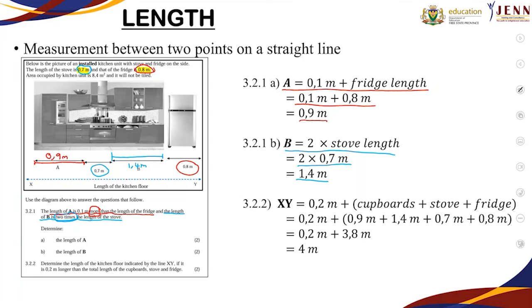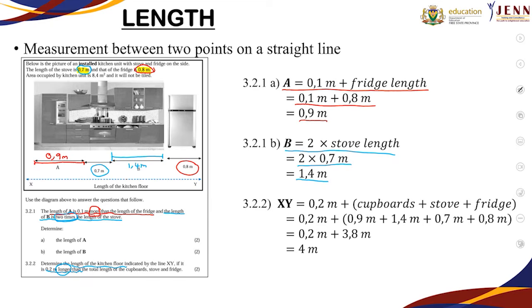Now let's have a look at 3.2.2. It says now, determine the length of the kitchen floor indicated by the line XY, if it is 0.2 meter longer than the total length of the cupboards, stove, and fridge. So which means this length, X and Y, is 0.2 longer. What does longer mean? Which means I am adding on top of the length of the cupboards, the stove, and the fridge. Okay?